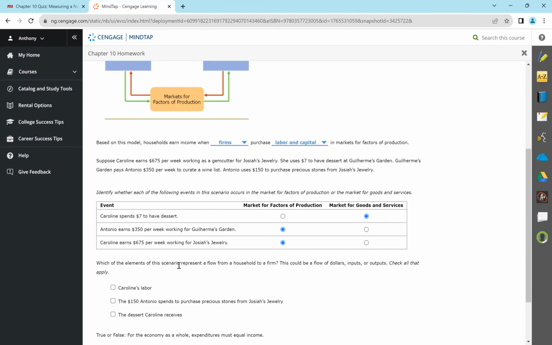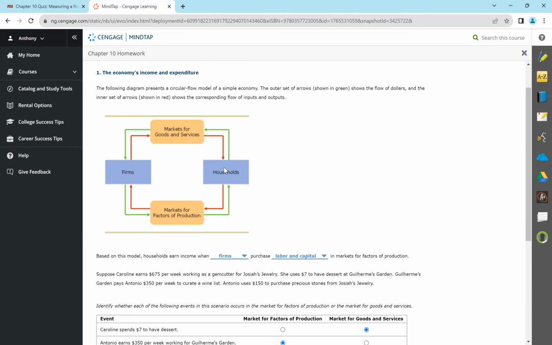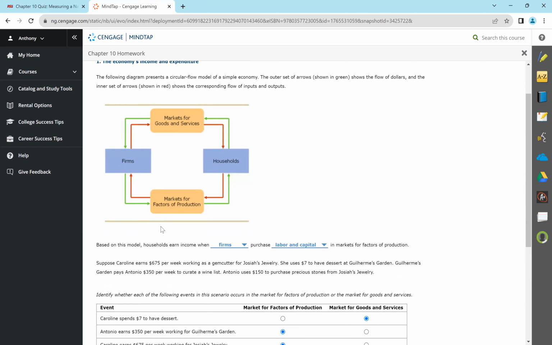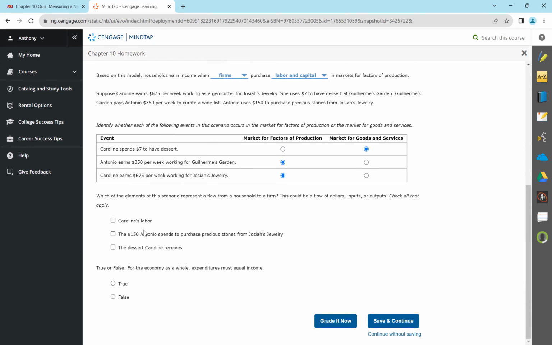Which of the elements of the scenario represent a flow from a household to a firm? Household to a firm. Okay. Caroline's labor. The dessert Caroline receives, spends, purchase. Oh my gosh.